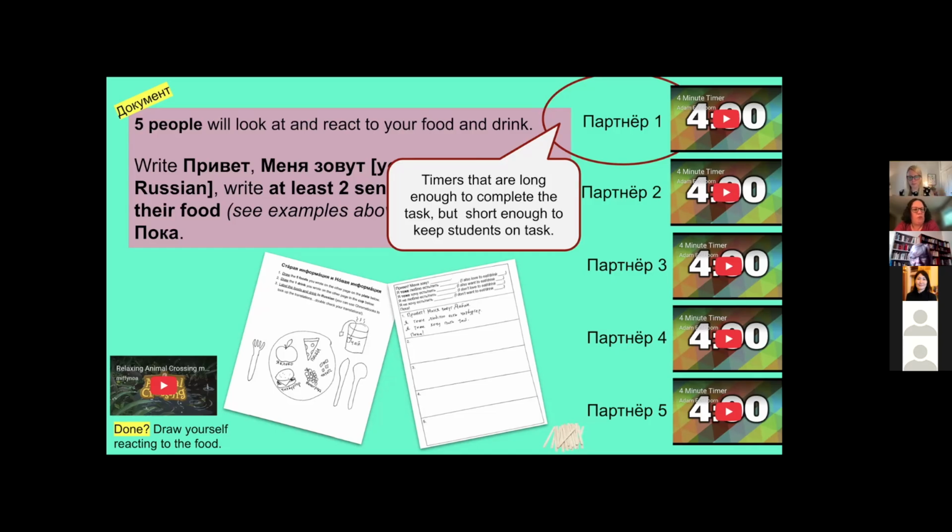And then there's a little popsicle stick icon at the bottom. In class, for my students, that represents that I'm going to pick their stick out of a little cup and ask them what they wrote down, so that they're prepared and I don't surprise them. And then there's an extension activity in the bottom left where they can draw themselves reacting to the food, like taking a bite out of a pizza.